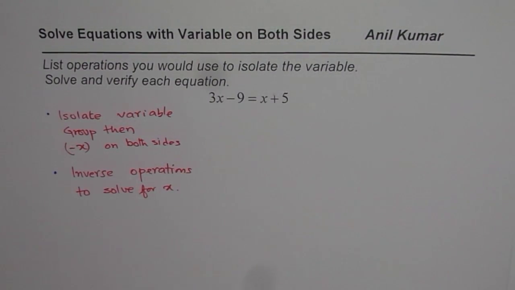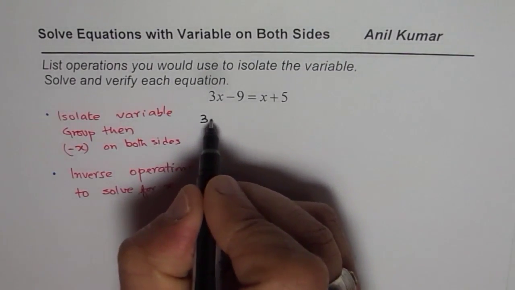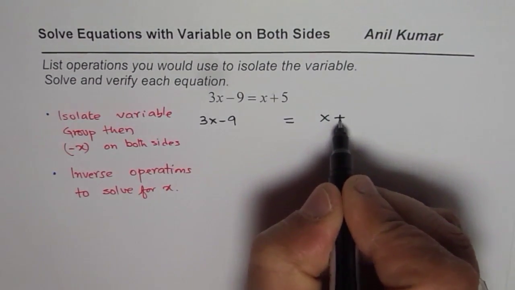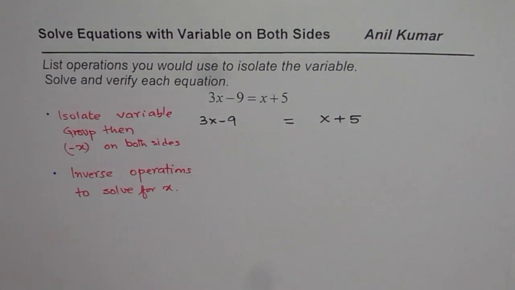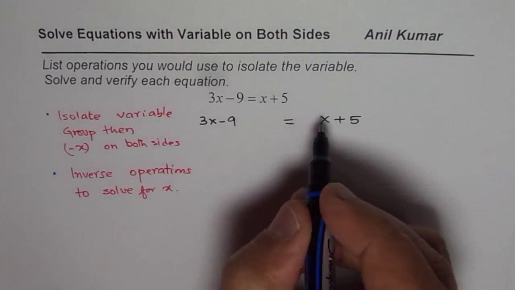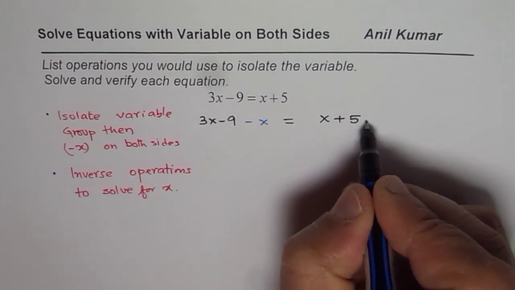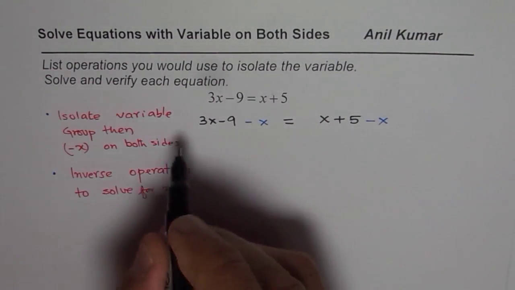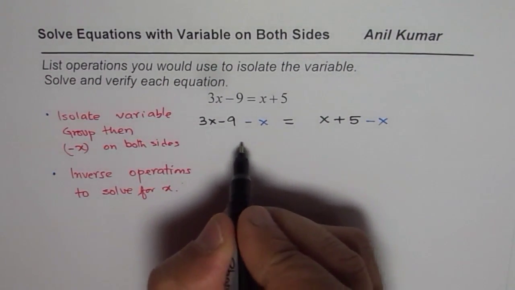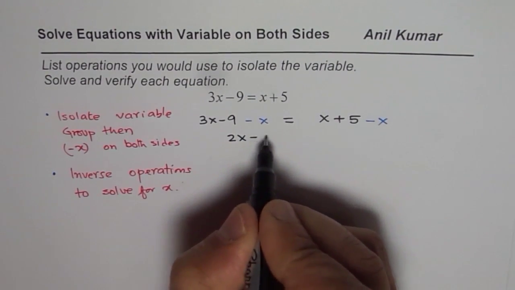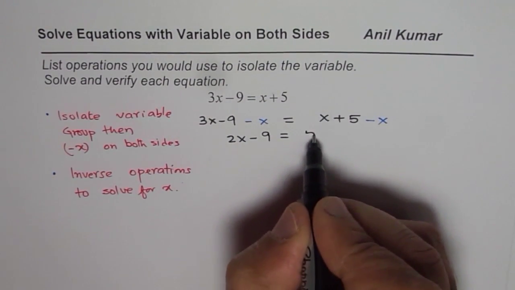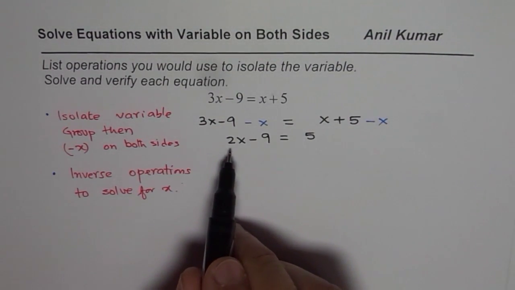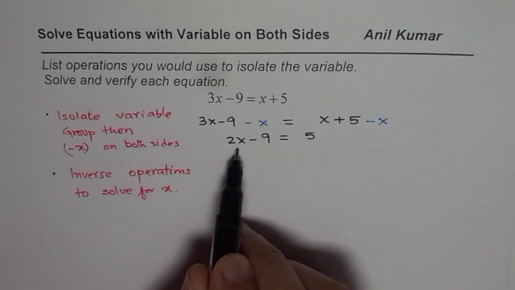So we have the equation; let me write this as 3x minus 9 equal to x plus 5. In the first step, we'll group x together on the left side. So we should take away x from both the sides. That will get rid of x from the right side. So when you solve for this, you get 3x minus x as 2x. We have 2x minus 9 equal to 5. x minus x is 0. So we have now an equation with variable on the left side.